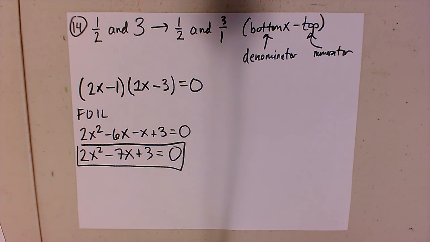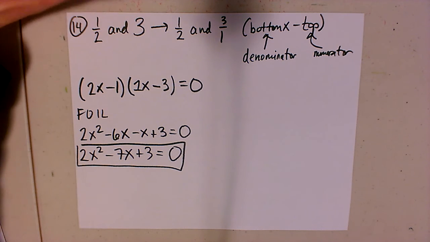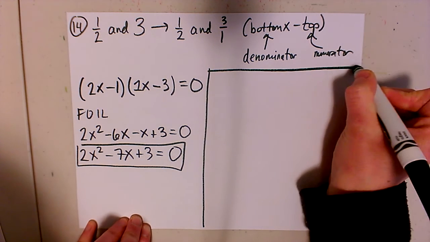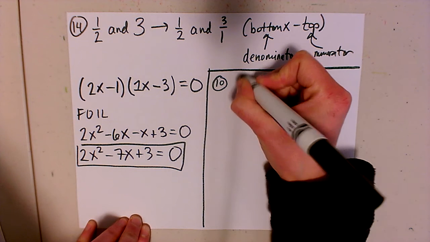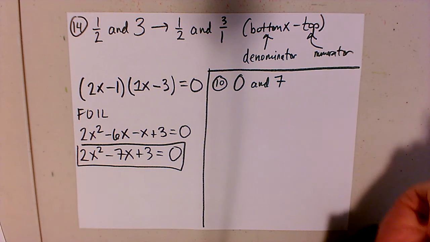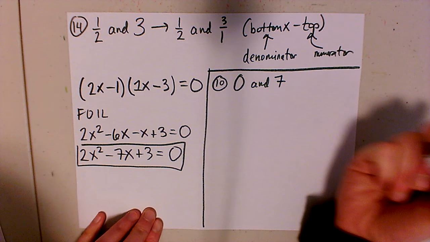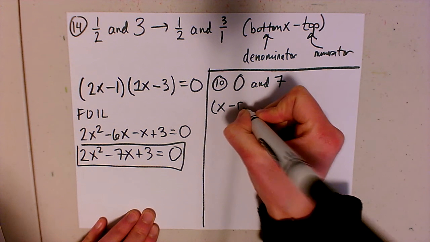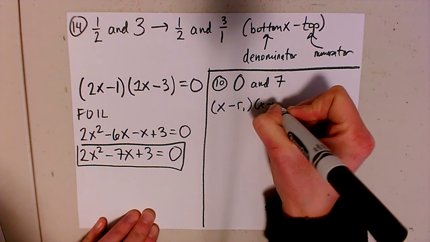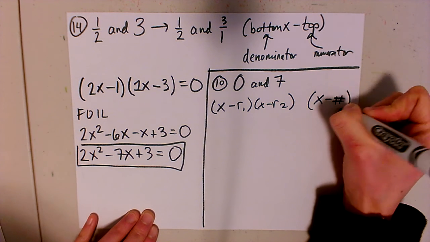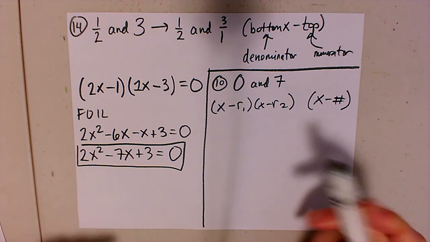The other kind of special situation that we have is when we have a 0 thrown in there as a factor. So this would be something like what you have in number 10 of the classwork. The solutions that they give us there are 0 and 7. Okay? Well, 0, we're just going to keep going about this. We're still using that format of x minus r sub 1 times x minus r sub 2, or if you like to think about it as x minus a number. Okay?